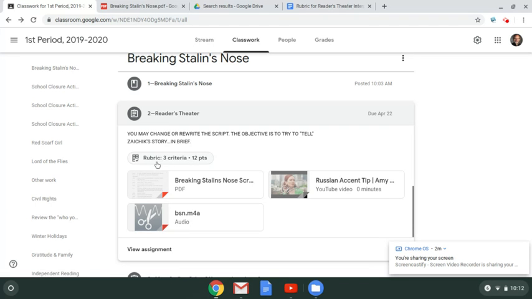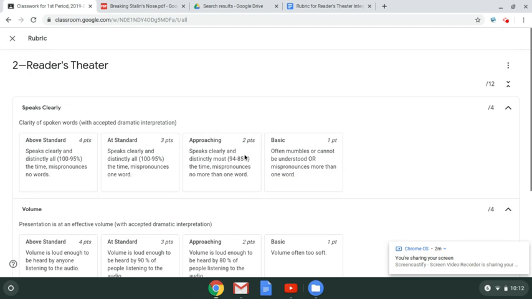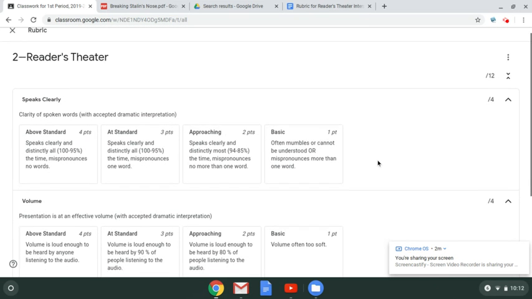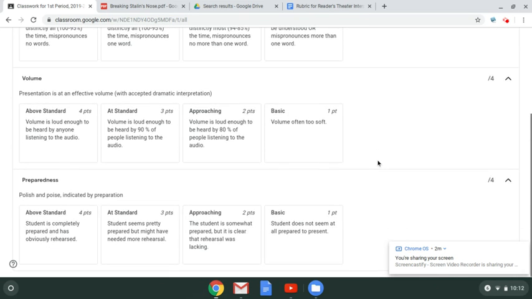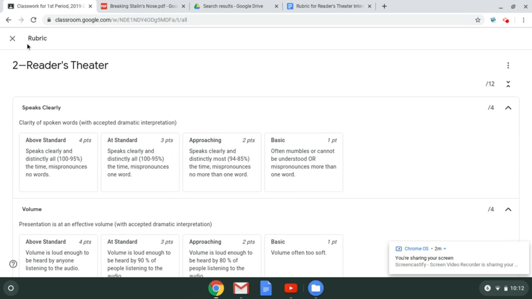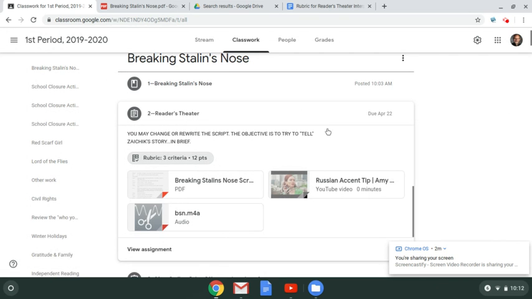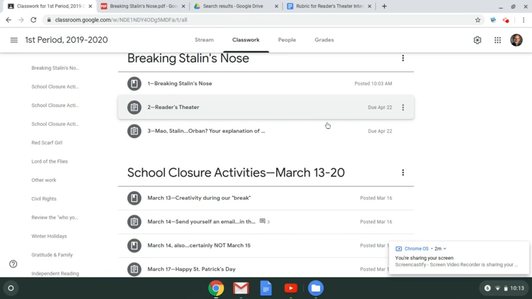You'll notice that there is a rubric attached. It has three elements to it: speaks clearly, volume, and preparedness. You can review that, and that's how I'll score your presentation. If you would like to rewrite the script or change it in some way or write your own script, you're welcome to do that, but I provided one in case you don't want to bother. I'm hoping for that to be done by the following Wednesday, April 22nd. So have fun with that.